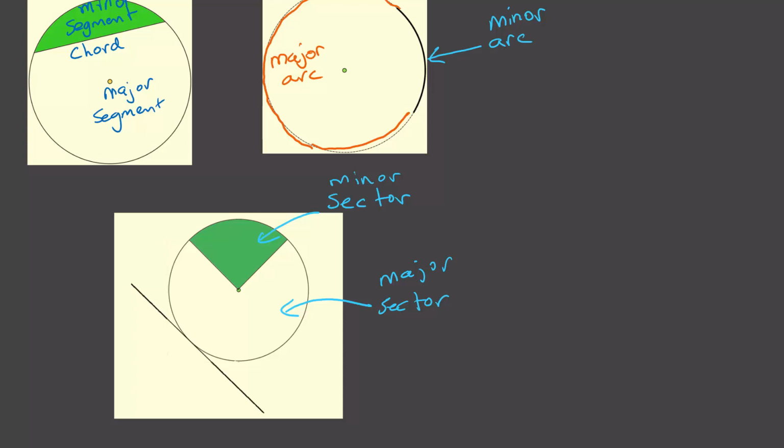A line which just touches the circumference of a circle at a point is called a tangent.